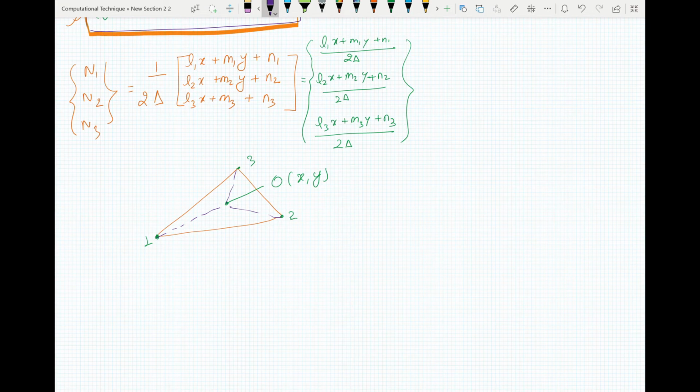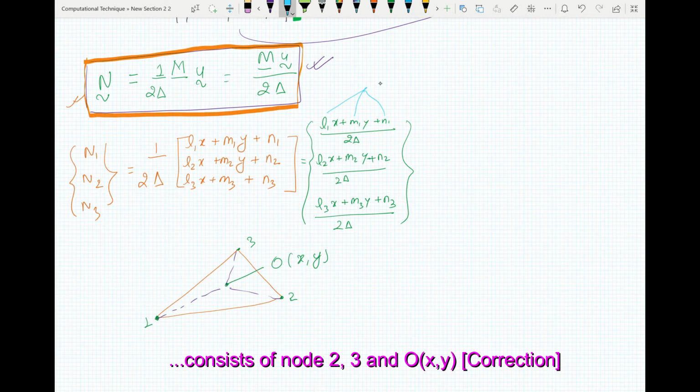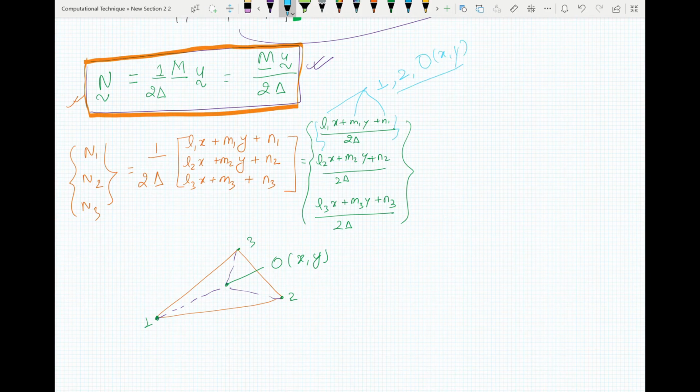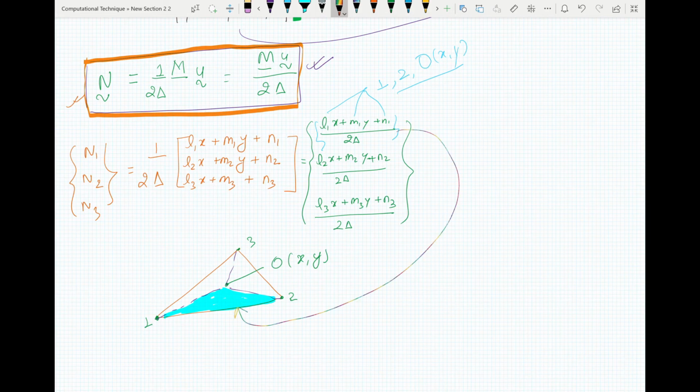Now if you look at our first equation, these values only consist of node 1, node 2 and node O, which you are trying to find. What this is giving us is the area of this triangle here. You can do your calculation yourselves and you will find that that equation gives the area of this triangle.